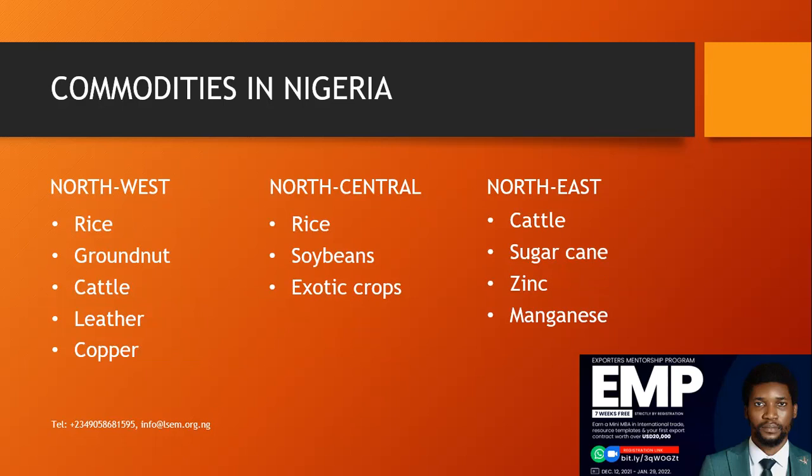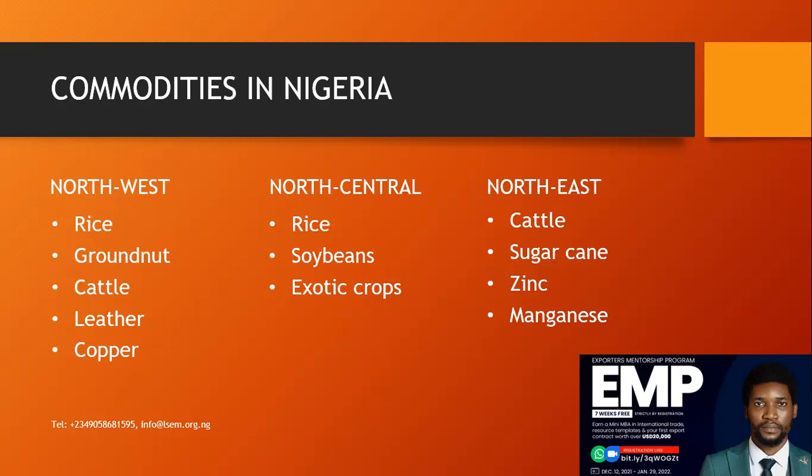In North Central, we have rice, we have soybeans, we have exotic crop. Now, these commodities listed for each region are not limited. It doesn't mean these are the only commodities that come out of these regions. These are just the ones that we listed for this class. So you can actually get more than these commodities by the time you are doing your research, by the time you are traveling the area and seeing things for yourself.